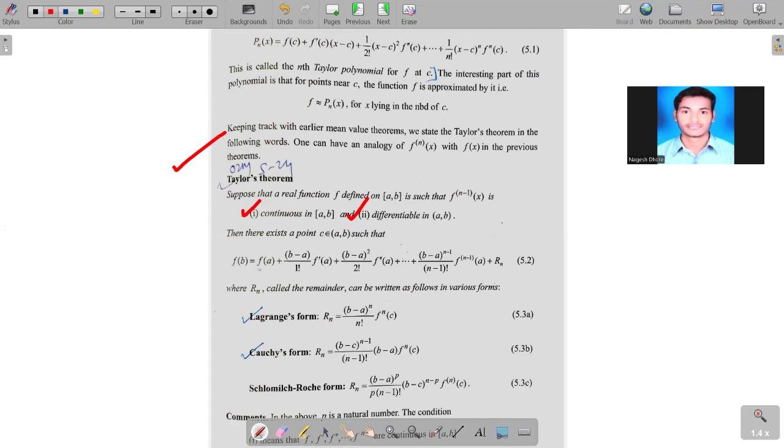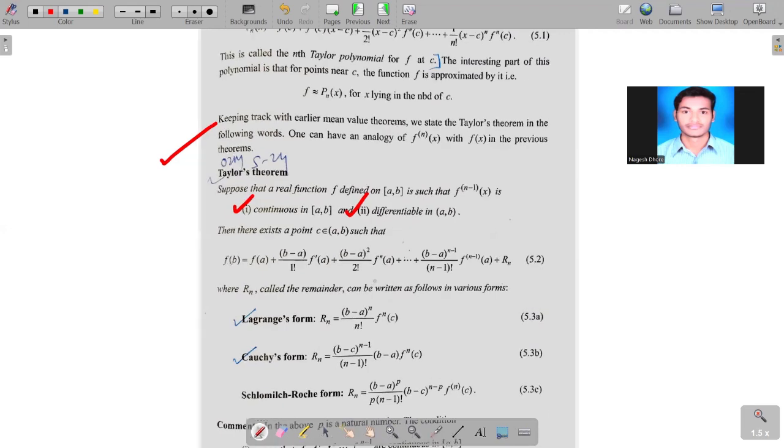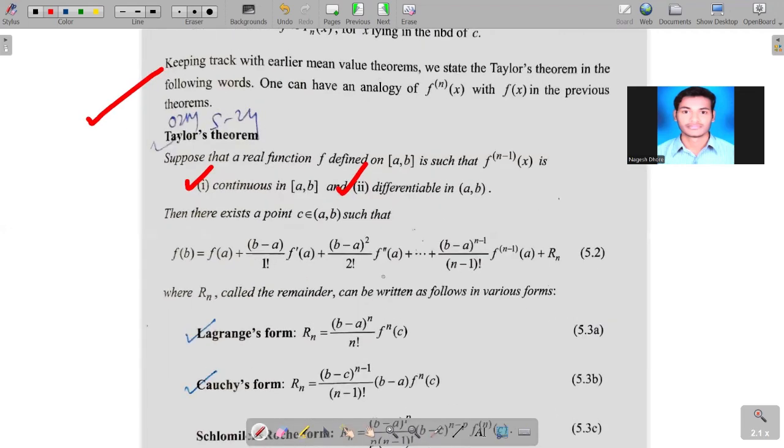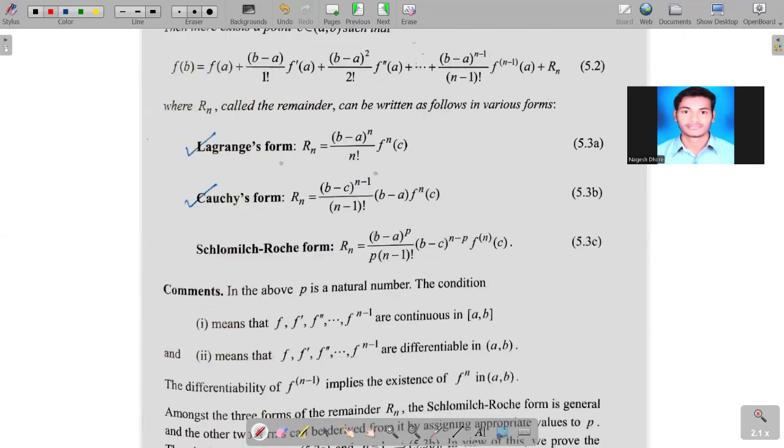So the Taylor theorem says that there exists a point c belonging to the open interval (a, b) such that f of b is equal to f of a plus (b minus a) f dash of a, that is the first order derivative at point a, plus (b minus a) whole square divided by 2 factorial f double dash of a plus and so on, plus (b minus a) to the power n minus 1 divided by (n minus 1) factorial into the (n minus 1)th derivative at a, plus R_n, where this R_n has two remainder forms, Lagrange's form and Cauchy's form.